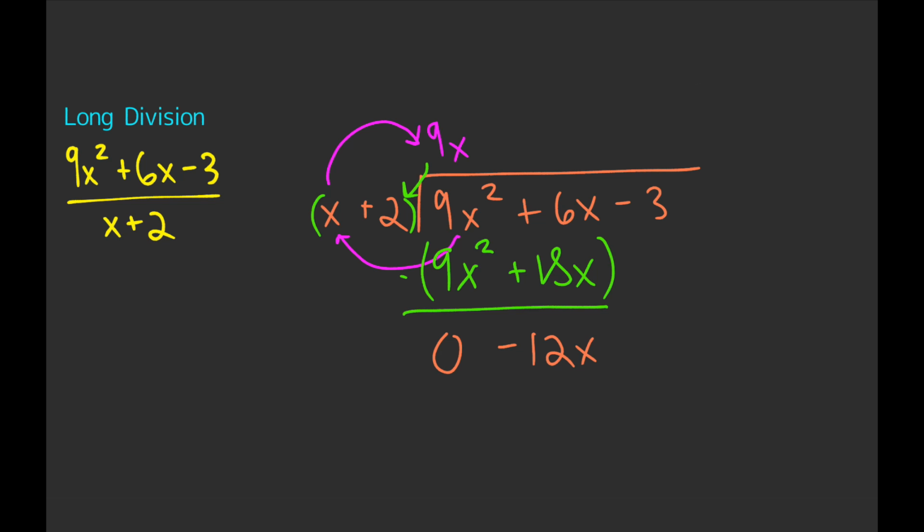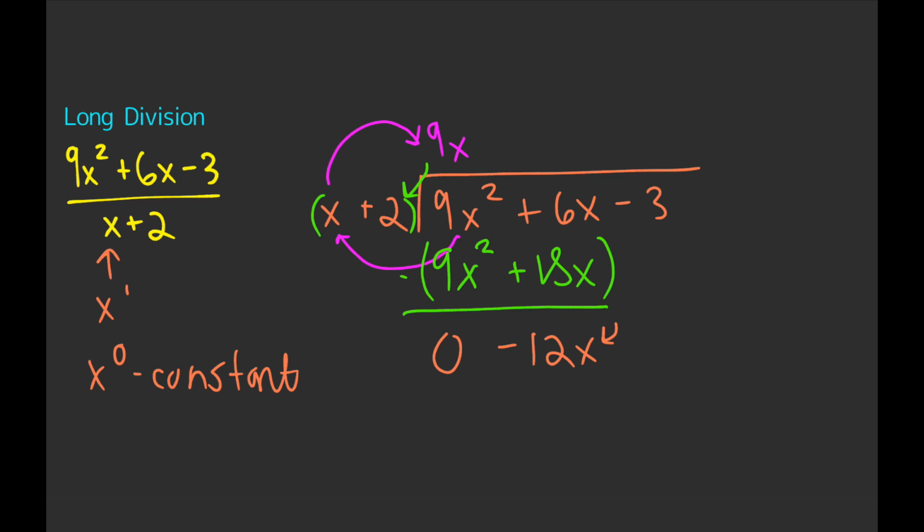Then we repeat that process until the power of what we have here in orange is less than the power of the divisor. So what does that mean? Our divisor has an x, and we know that x is the same as x to the first power. So we will stop dividing when what we have here is x to the 0, because that's 1 below, and x to the 0 is the constant.